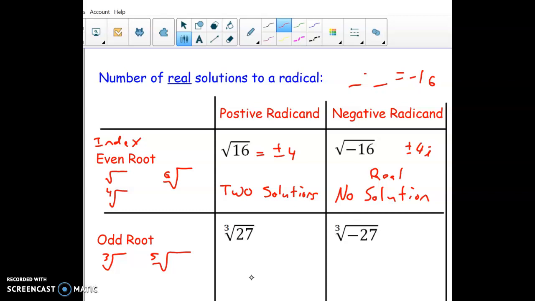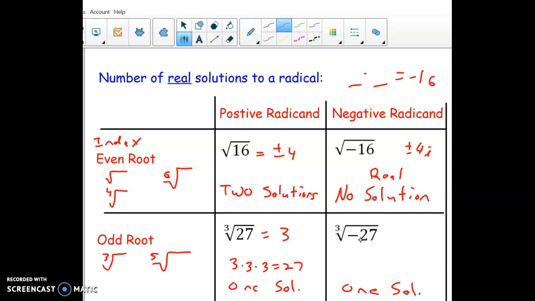And then the odd ones always have one solution. All right, so if you want to just note that these are both one solution, whether or not the radicand is even or odd. In this case, it's just 3. 3 times 3 times 3 gives us 27.